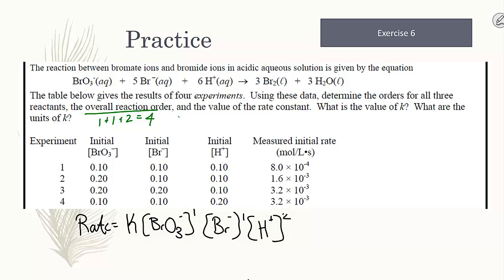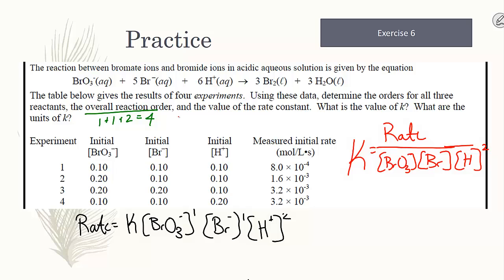And the value of the rate constant, we simply plug in. To find the value of K, I'll divide by bromate, bromide, and hydrogen squared, and plug in any experiment. So I'll use experiment 1, for example.